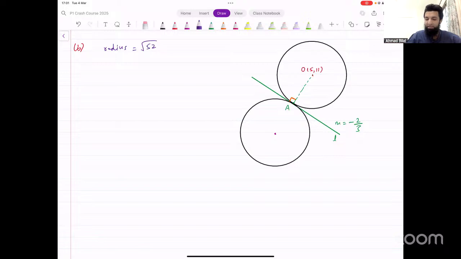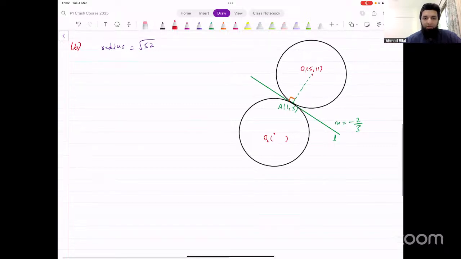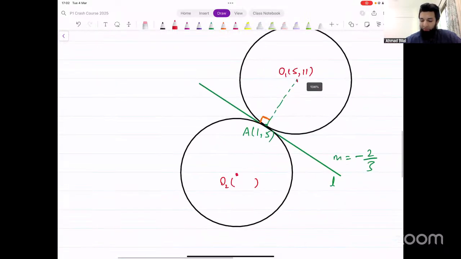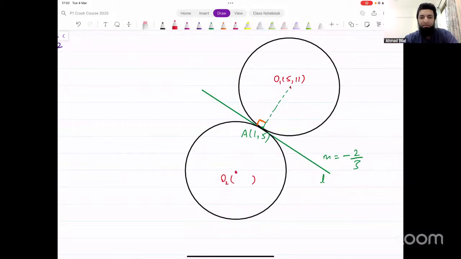How do you find the center? You have the point O. You also have the point A. That point A was 1 and 5. The point A is 1, 5. We need to find the coordinates of this other point. Let's call that first one O1, then this would be O2. Center of the other circle. How can you find the coordinates of this point? Any idea about this? How can we find the coordinates of this other circle's center?